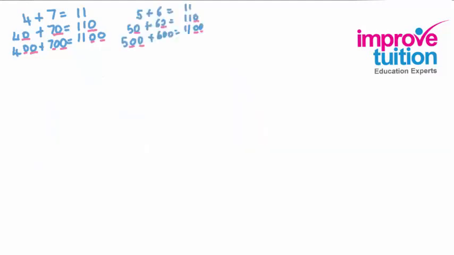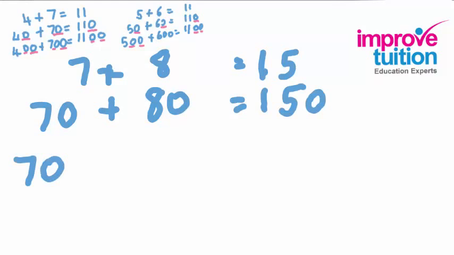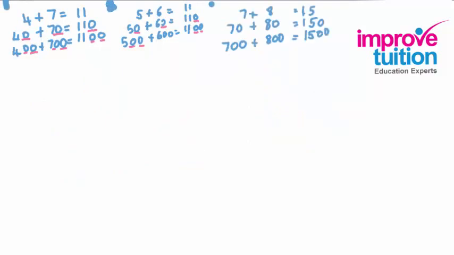When we're adding 7 add 8, that's 15. 70 add 80 is 15 add a 0. 700 add 800, well 15 and add 2 zeros. So that's question 1, 2 and 3 done.